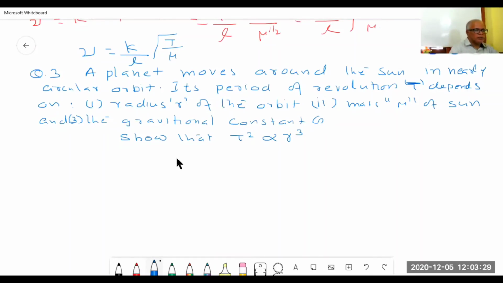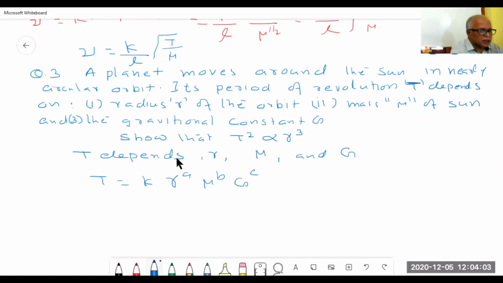So what is given here is that T, the period, depends upon r, m (the mass of the sun), and G. Therefore, you can write T is equal to some constant k into r raised to a, m raised to b, G raised to c. We'll prove it. This is a standard problem in the gravitation chapter of the normal syllabus.